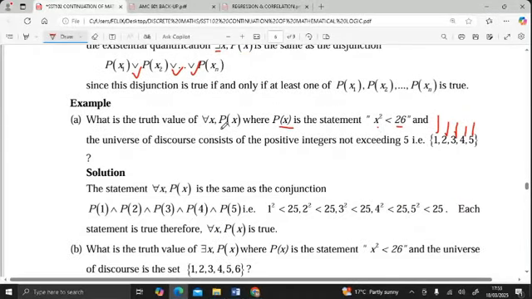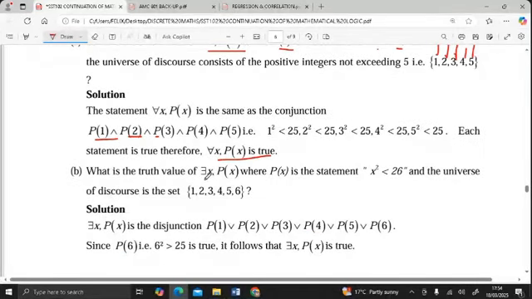For us to see this, look at this. What is the truth value of for every x, P(x), where P(x) is the statement x squared is less than 26, and the universe of discourse consists of integers not exceeding 5: 1, 2, 3, 4, 5. What we need to do here is check each one of these. 1 squared is less than 26, that is okay. 2 squared is 4, which is less than 26. 3 squared is 9, which is less than 26. 4 squared is 16, which is less than 26. 5 squared is 25, which is less than 26. And therefore, this statement is true.